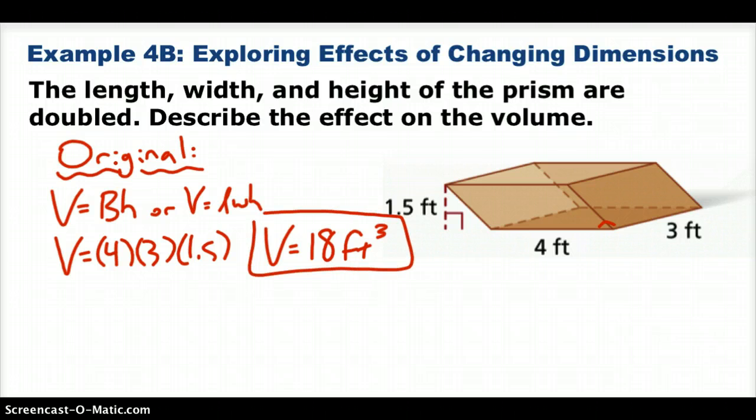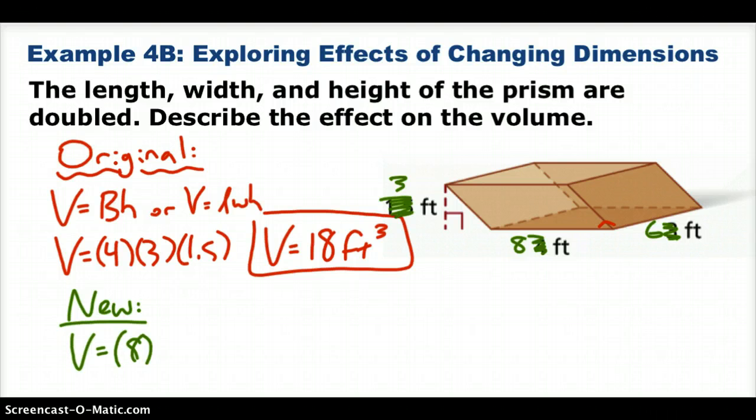Now let's look at our new figure. If we double the height, the length, and the width, this is going to be 3, this is going to be 8, and this is going to be 6. So our new volume is going to be equal to 8 times 6 times 3, which will give us 144. So our volume is going to be equal to 144 cubic feet.